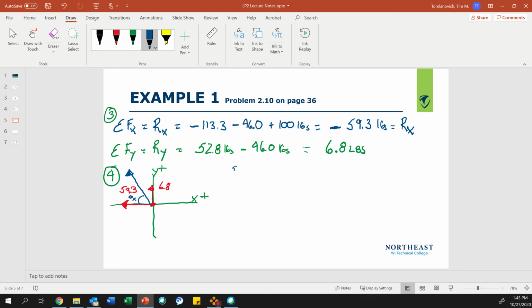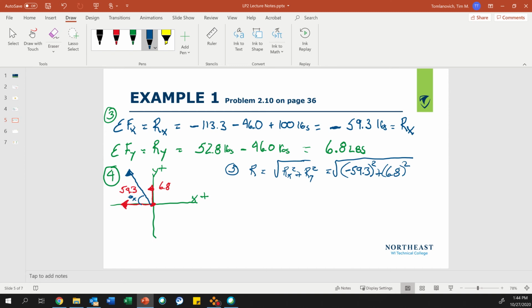So now step 5, r equals the square root, because I can create a Pythagorean theorem, rx squared plus the resultant in the y direction squared. And that equals minus 59.3 squared plus 6.8 squared, and I take the square root of that.